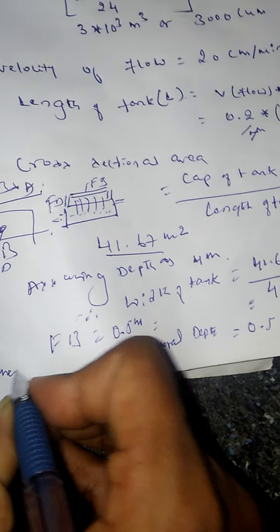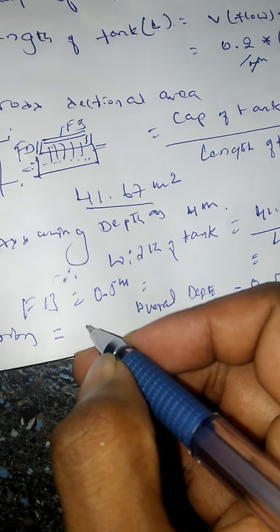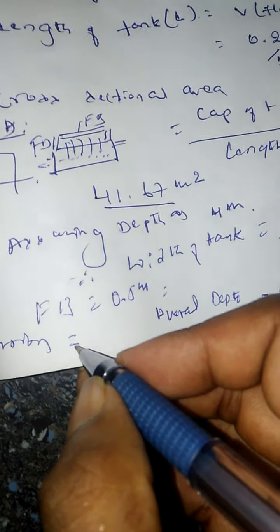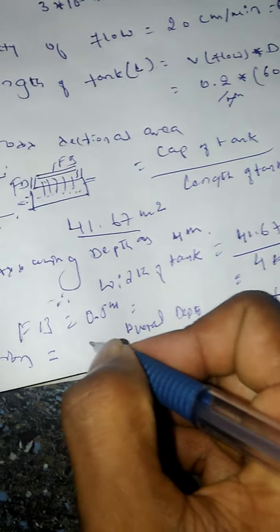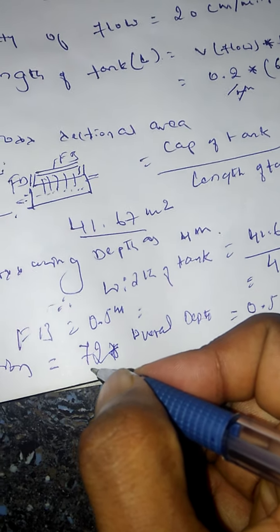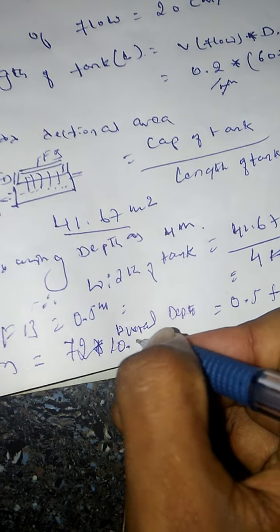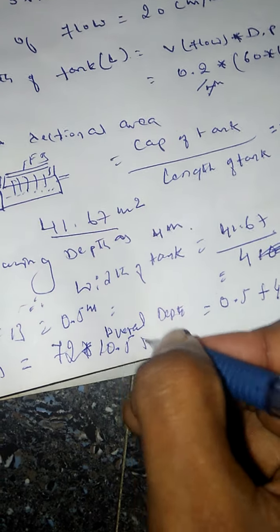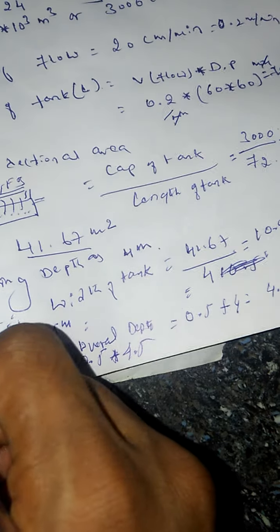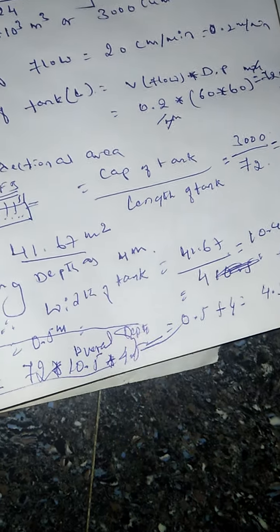Finally you have to write what is the dimension of that. So dimension is equal to, the length of tank will be 72, the breadth will be 10.5, and the depth will be 4.5, and make a box. This is the final answer.